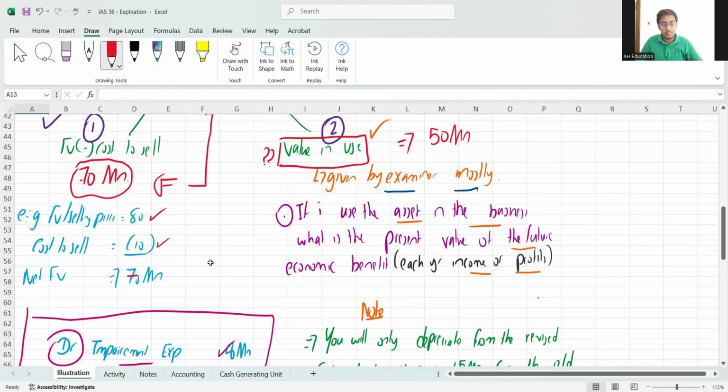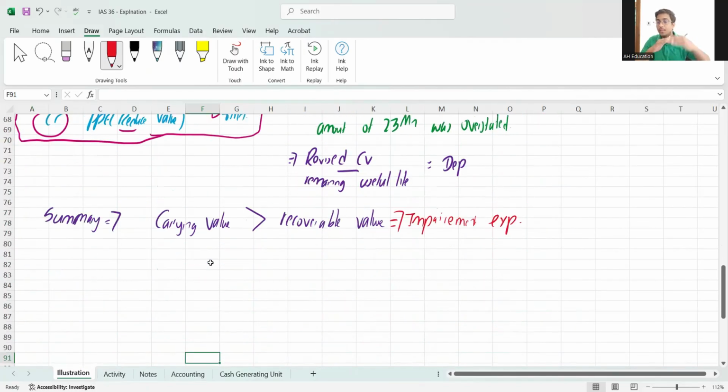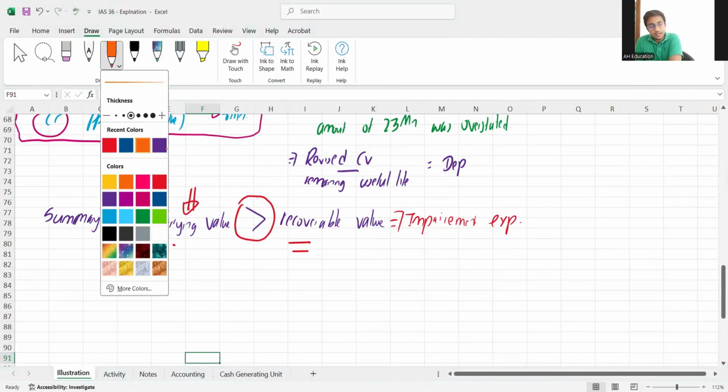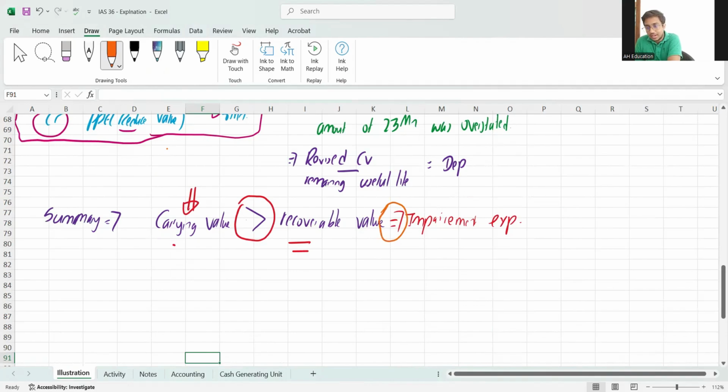Now let me show you the summary as well, for us to slowly build on this concept bit by bit. What I mean by IAS 36 is, when my carrying value is more than my recoverable value, then I need to do impairment. I need to bring in IAS 36. Again, I'm repeating myself: when the carrying value, or book value, of the asset in my SOFP is more than the recoverable value, then you need to do impairment.